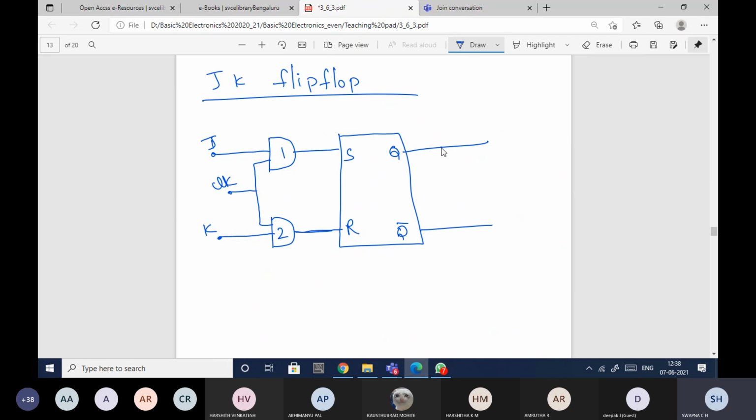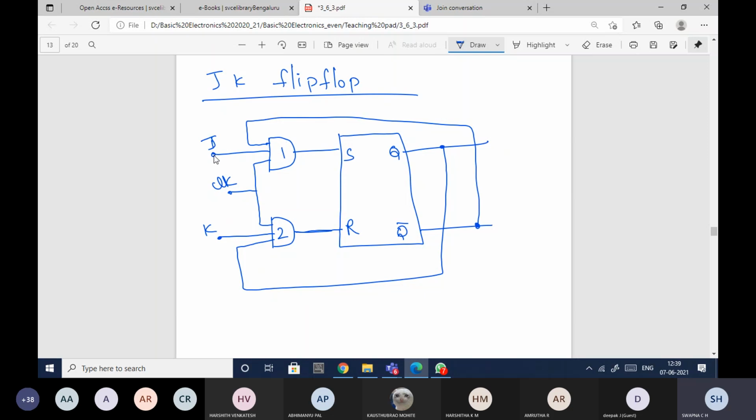The output Q is given to the second AND gate. This is a circuit which you need to remember. And Q bar from here I'm connecting to the first gate. Remembering the circuits is very, very important. If you draw the circuit wrong, the analysis will go wrong.